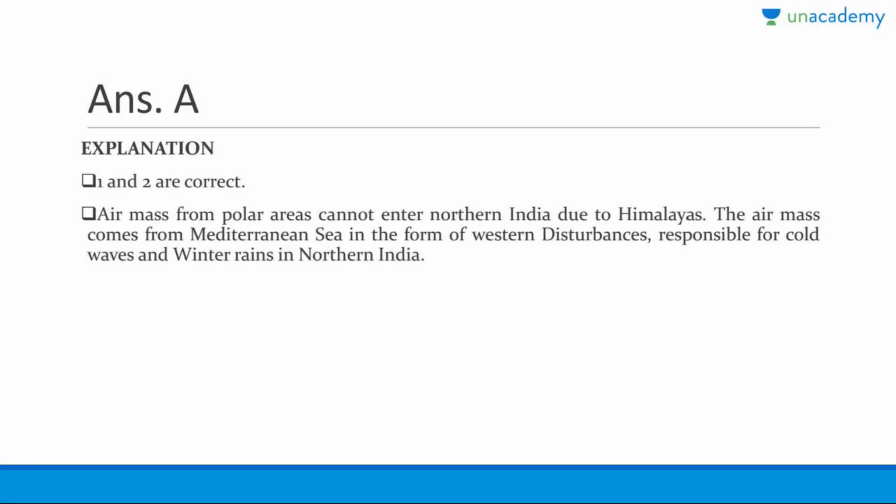So air mass from polar areas cannot enter northern India because of the Himalayas. The air mass comes from the Mediterranean Sea in the form of western disturbances. They are responsible for cold waves and winter rains in northern India.